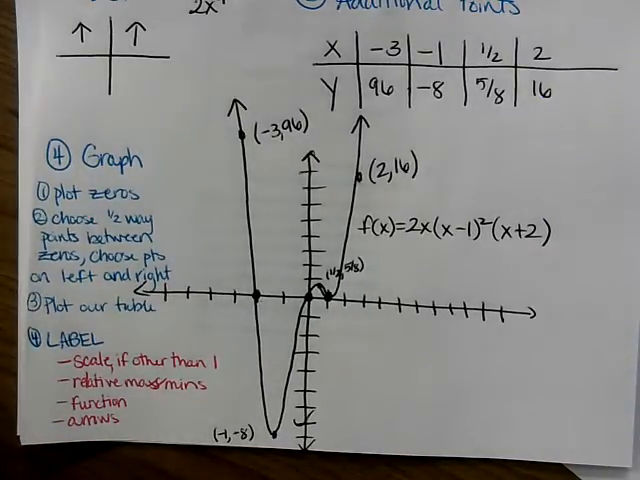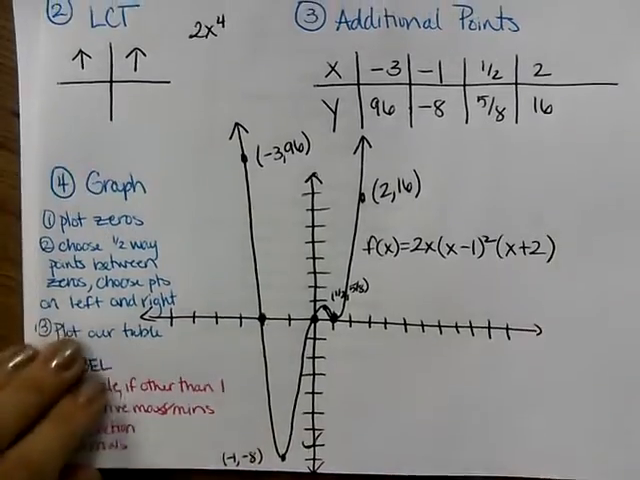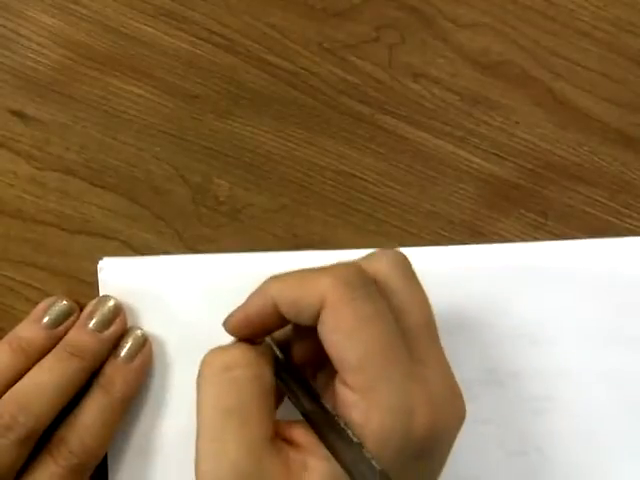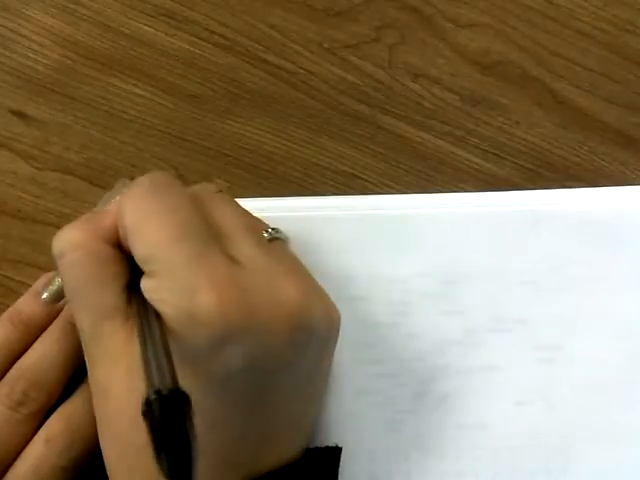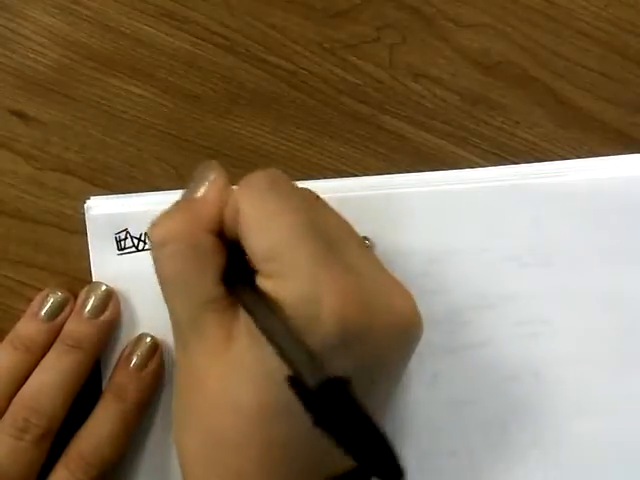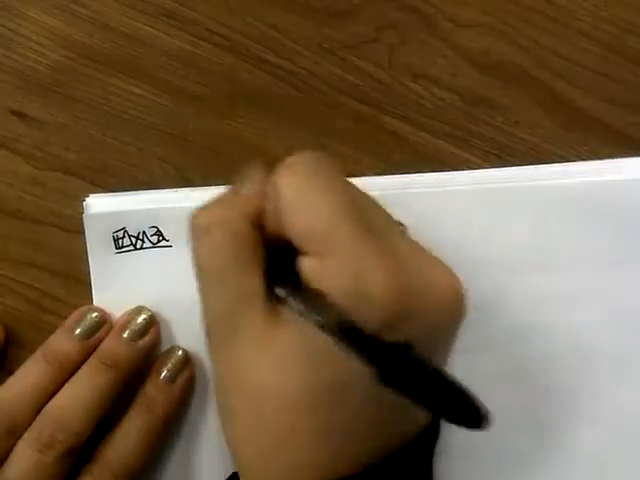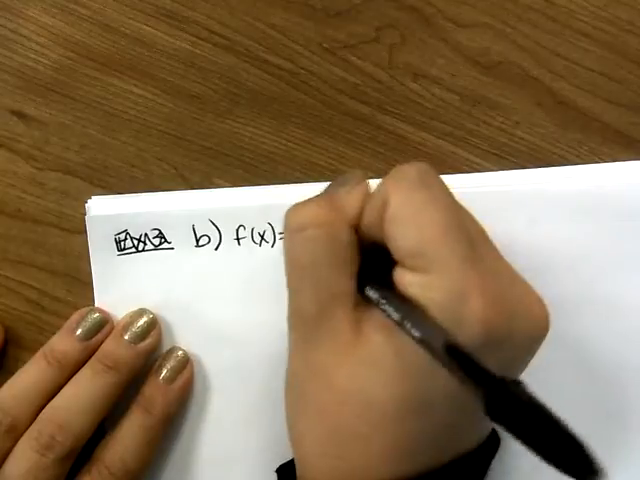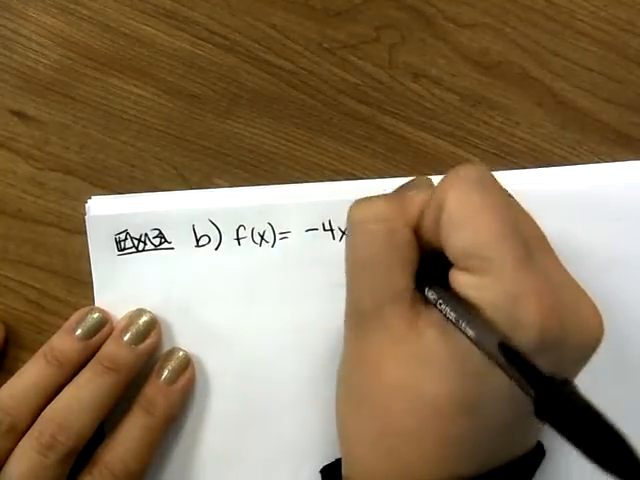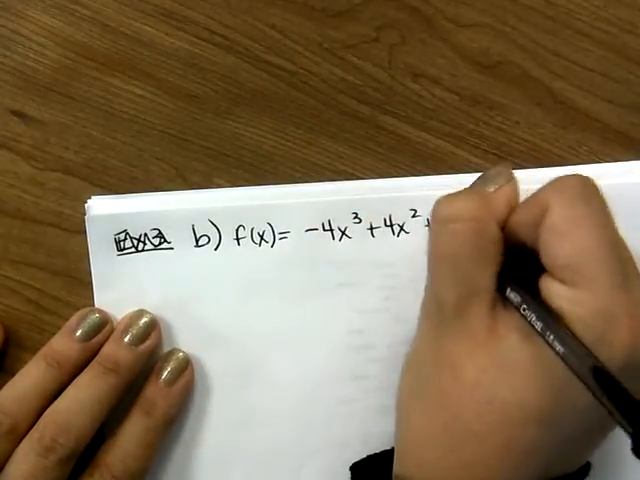So, why don't you try one? I'm going to give you one, and then you're going to try. We're going to walk through these steps. And I guess I'll just pause the video. Or do you want to just do it together since I'm recording? Okay. Sorry, everybody that's listening. All right, so I guess we're still on example 2B. So f of x equals negative 4x cubed plus 4x squared plus 15x.